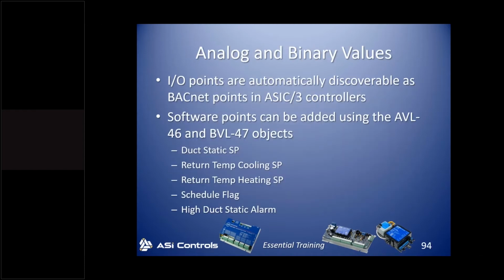I talked about this briefly with the analog and binary values before, about the IO points being automatically discoverable. And during our programming exercises, here are some of the analog and binary value points that we'll use. We want to be able to change the duct static set point from the front end, and change the cooling and heating set points from the front end.